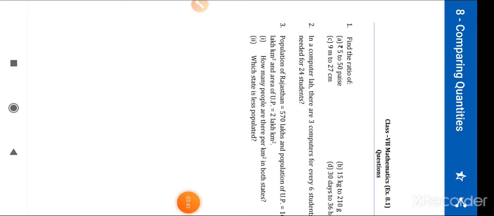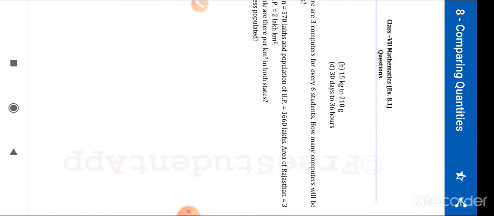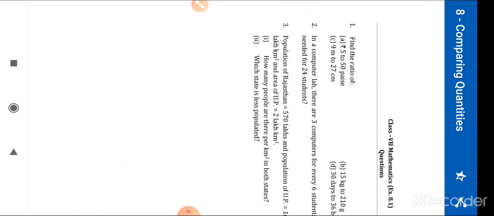Our next question is: the population of Rajasthan is 570 lakhs and the population of UP is 1660 lakhs. The area of Rajasthan is 3 lakh kilometer square and the area of UP is 2 lakh kilometer square. In the first part we have to find how many people there are per kilometer in both states, and in the second part we have to find which state is less populated.